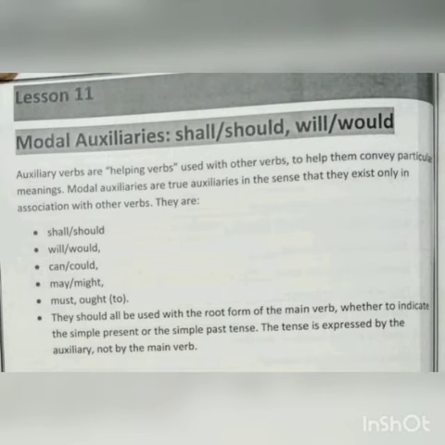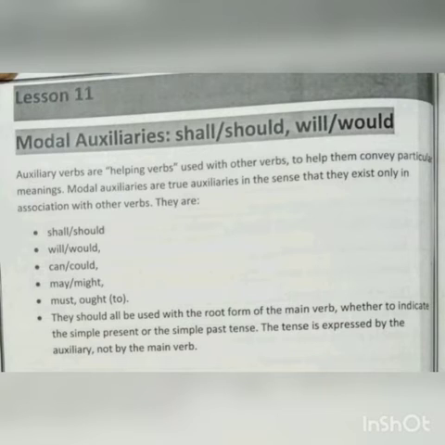Auxiliary verbs are helping verbs used with other verbs. Other verbs means main verbs, in the first form, to help them convey particular meaning. Modal auxiliaries are true auxiliaries in the sense that they exist only in association with other main verbs. They are shall, should, will, would, can, could, may, might, must, ought to.